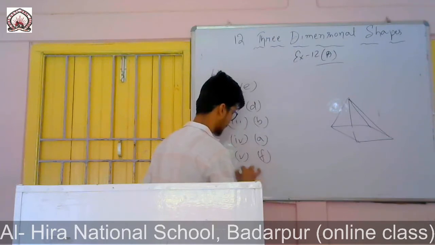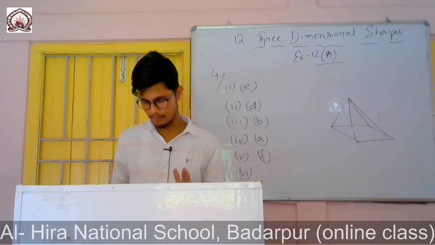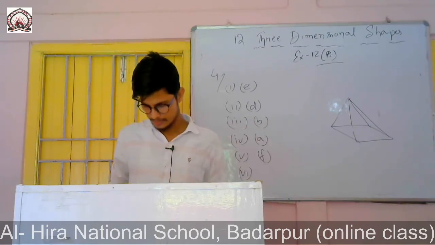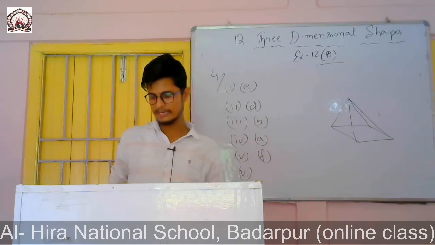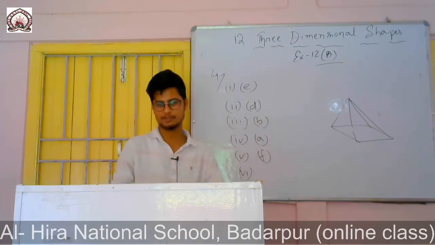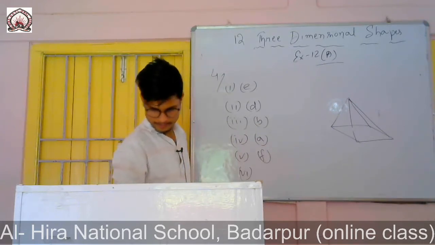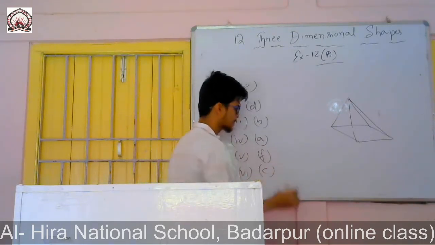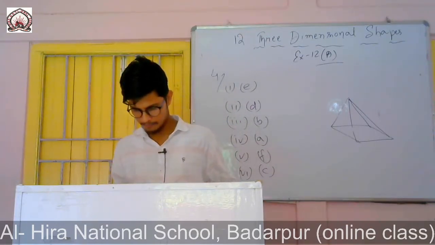Then 6. 3 rectangular faces and 2 triangular bases of equal size. It will be only in case of triangular prism it is possible. So answer will be C. 6 C. Okay. So now question number 5.